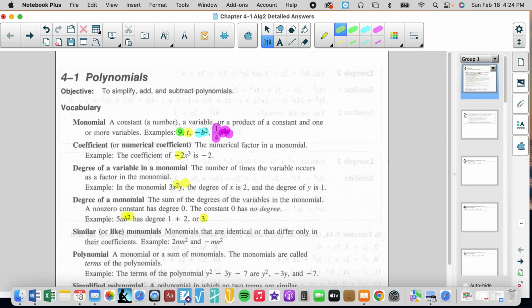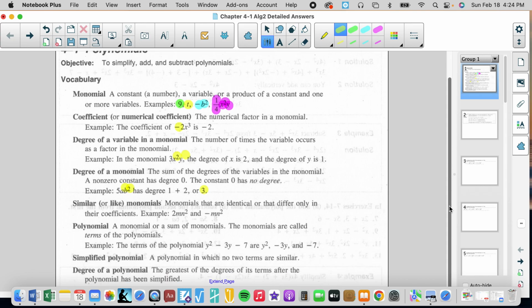Similar, like monomials that are identical or that differ only in their coefficients. Like monomials, like terms, have the same variable. They both have m's, and to the same degree, that's m to the first, and then you have n to the second, and you have n to the second. So those are like terms. Whenever we have like terms, we're going to combine their coefficients. Polynomials, more than one term.